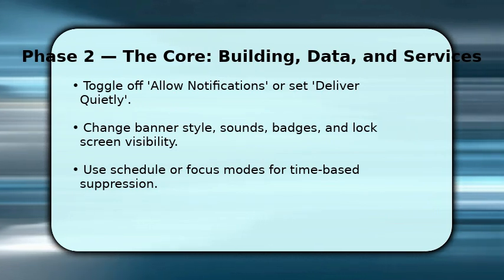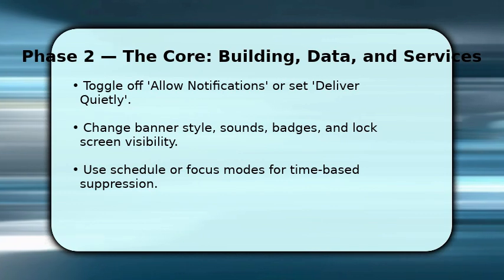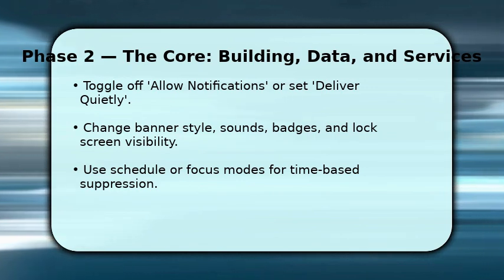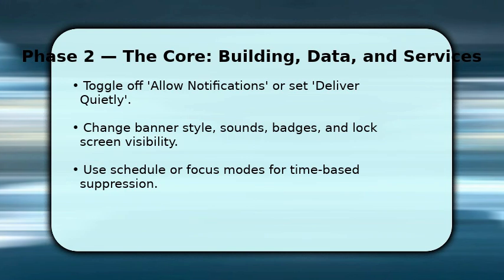Next, refine banner style and disable sounds and badges if you need minimal disruption. If you prefer partial alerts, reduce access on Lock Screen and Notification Center. Once done, consider using a focus profile or schedule so shortcuts only notify during specific hours. This prevents future interruptions without deleting functionality entirely.